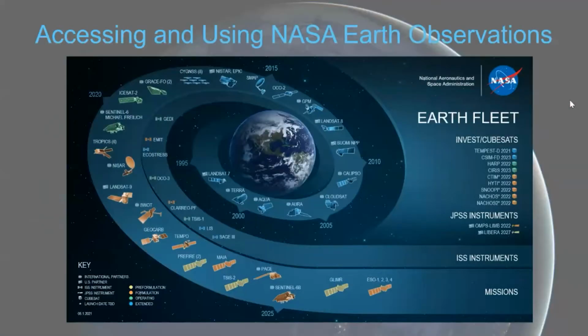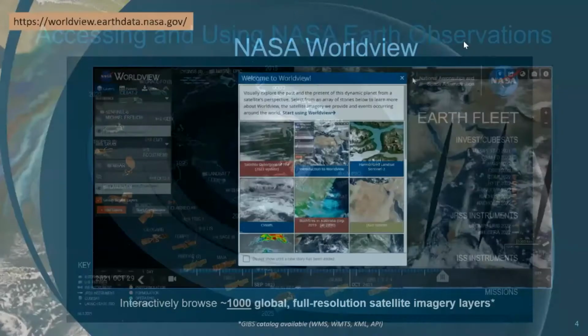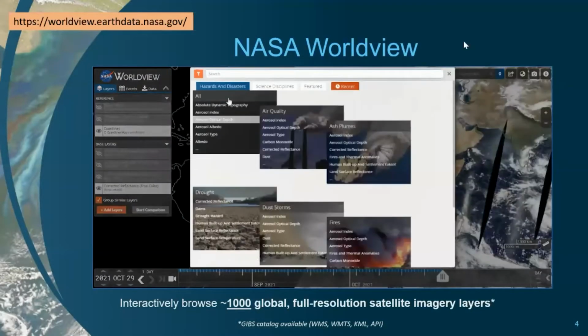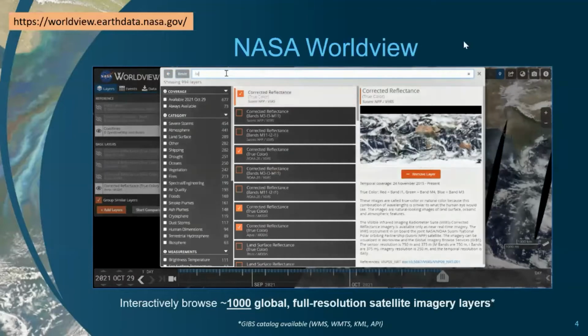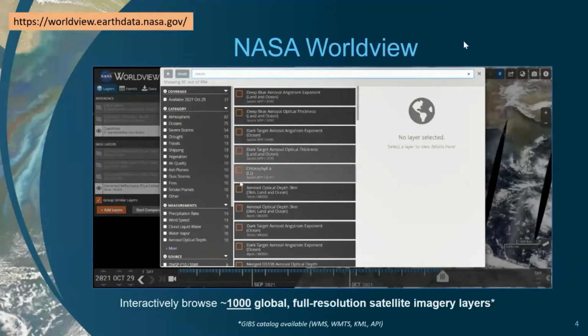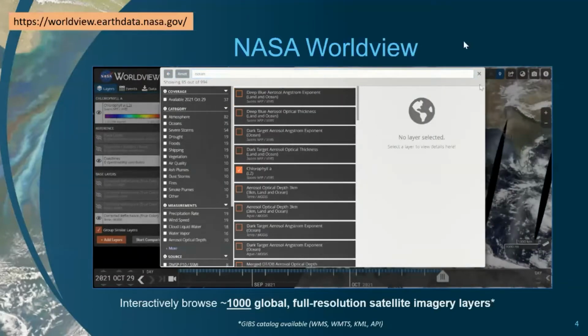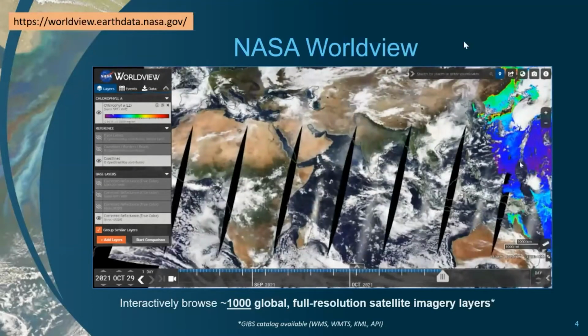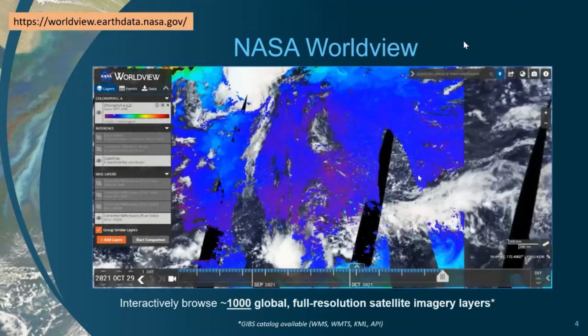So let's first take a look at how to access and use many of the Earth observation data available from NASA. We first have NASA Worldview, which is the visualization application that provides the capability to interactively browse full resolution satellite imagery layers. And most of the available imagery layers span multiple years and are updated within 3 hours of observation, essentially showing the Earth as it looks now.